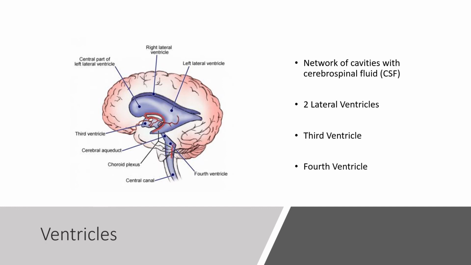There are also the ventricles, which are just networks of cavities that contain cerebrospinal fluid. There are two lateral ventricles, and then there's the third ventricle and the fourth ventricle. Remember, the third ventricle is kind of contained in your diencephalon, and the fourth ventricle you can find in your midbrain.